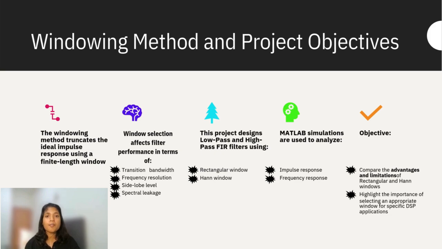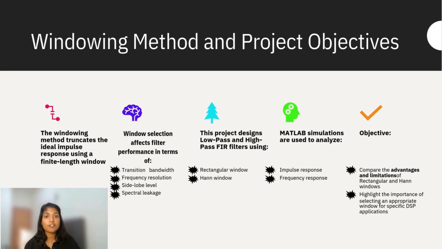In this project, both low-pass and high-pass FIR filters are designed using two commonly used window functions, known as the rectangular window and the Hann window. To evaluate the performance of these two filters, MATLAB simulations are carried out. The analysis focused on the impulse response, which represents the time domain behavior of the filter, and the frequency response, which shows how different frequency components are passed or attenuated.